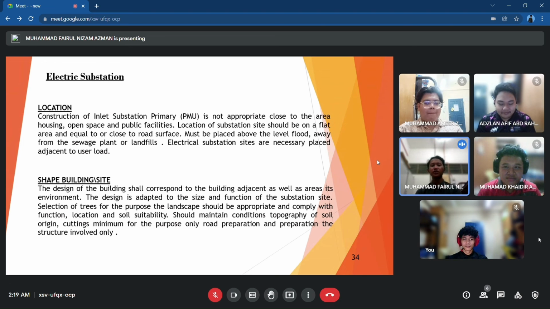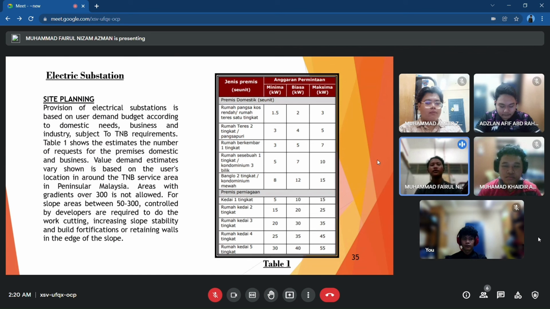For the building shape, the design of the building shall correspond to the adjacent buildings as well as the area and its environment. The design is adapted to the size and function of the substation site. Selection of trees for landscape purposes should be appropriate and comply with function, location and soil suitability. It should maintain the original topography of the soil, with cuttings kept to a minimum for road preparation and structure preparation only.